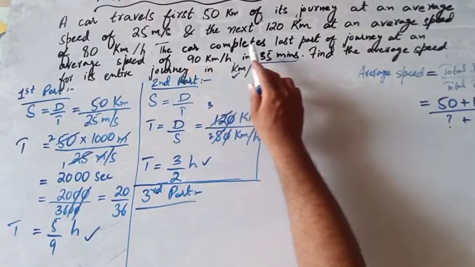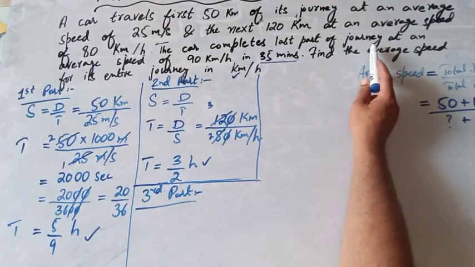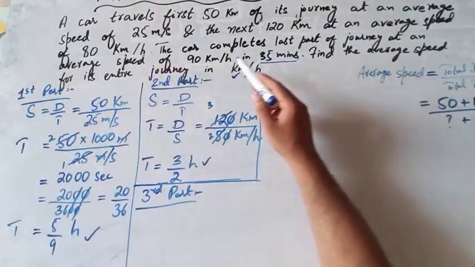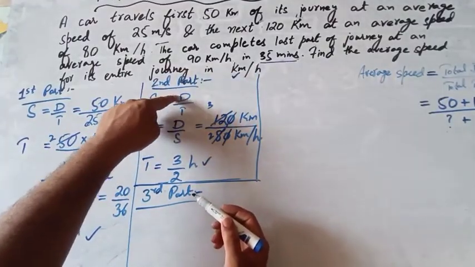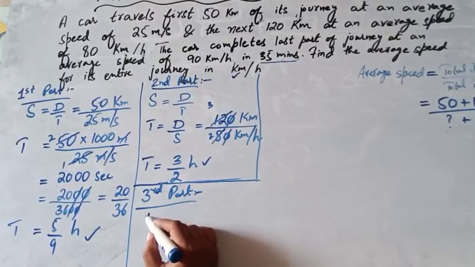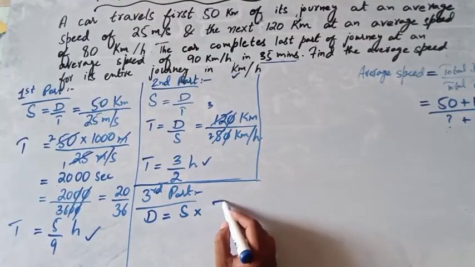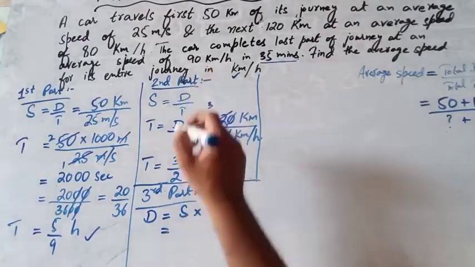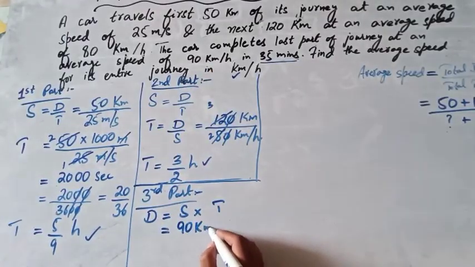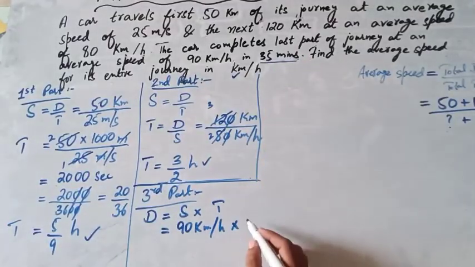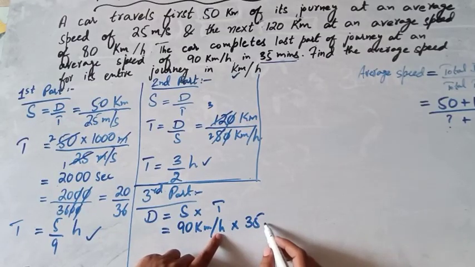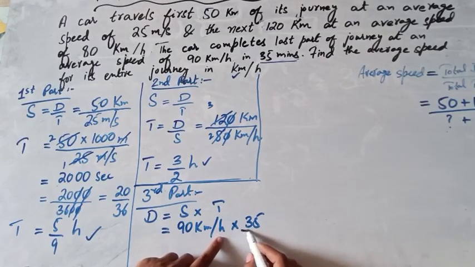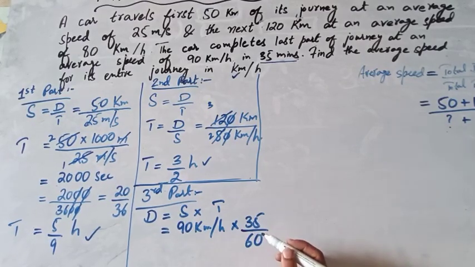The car completes the last part of the journey at an average speed. Speed is given and time is given, and distance is unknown. So the formula would become distance is equal to speed multiplied by time. Now speed is given in kilometer per hour and time is given as 35 minutes. Now it's in hour and it's in minute. Both the units of time must be the same. So in order to convert this into hour, we will divide by 60.